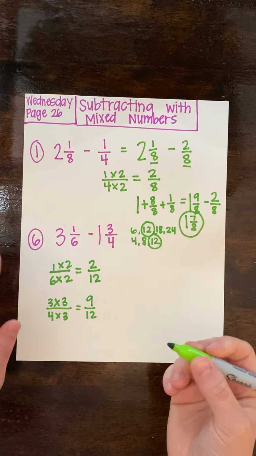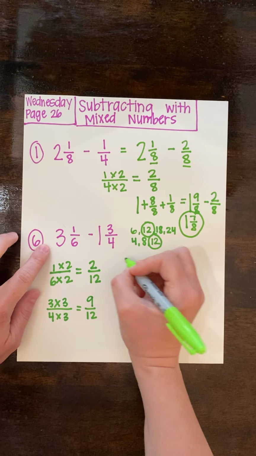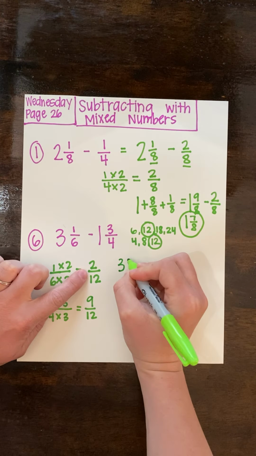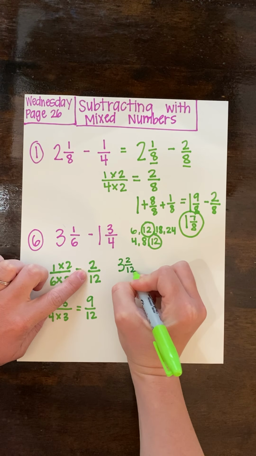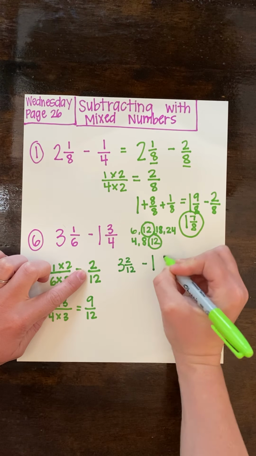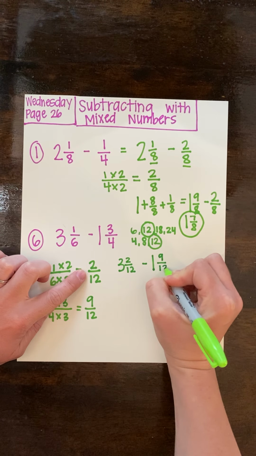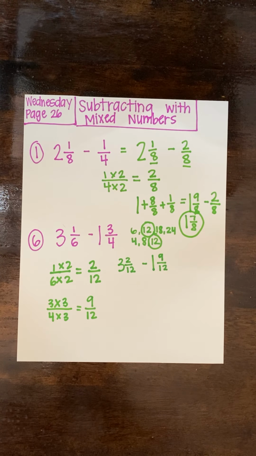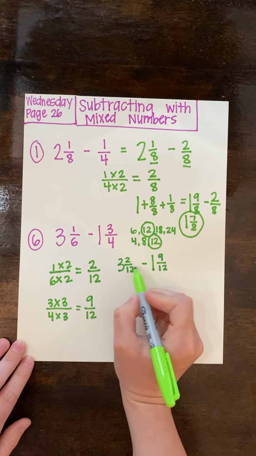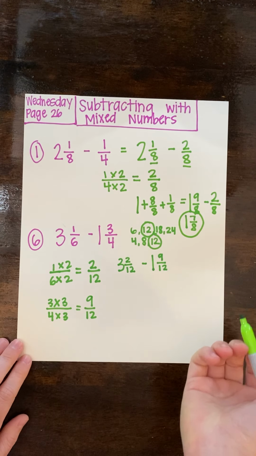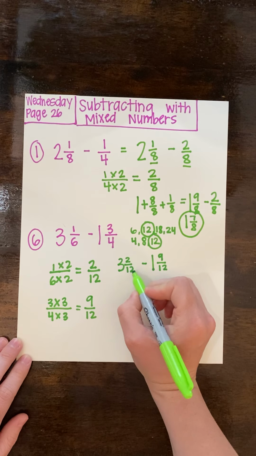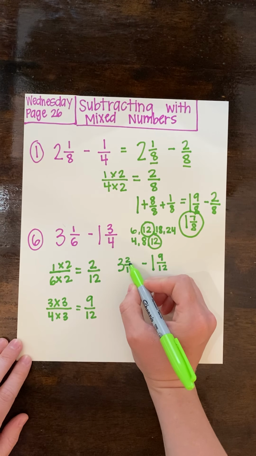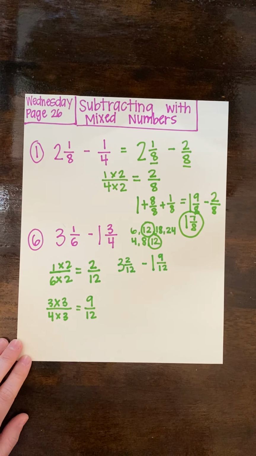So what I have here, I'm going to rework my problem. 3 2/12 minus 1 9/12. So now I can subtract because I have the same denominator. So I'm going to look at my whole numbers. I have 3 minus 1. Well, I know that 3 minus 1 is 2, but I need to look at my fractions as well. If I have 2, I cannot take 9 away.